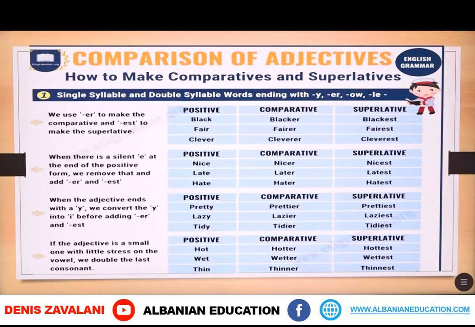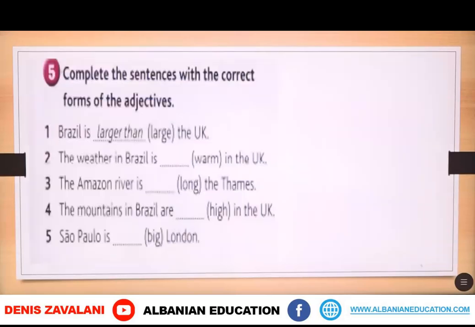So another one, like I mentioned a few seconds ago, if the adjective is a small one with little stress on the vowel, we double the last consonant. Hot, hotter, the hottest. Wet, wetter, the wettest. Thin, thinner, the thinnest. So in these cases, we double the last consonant.